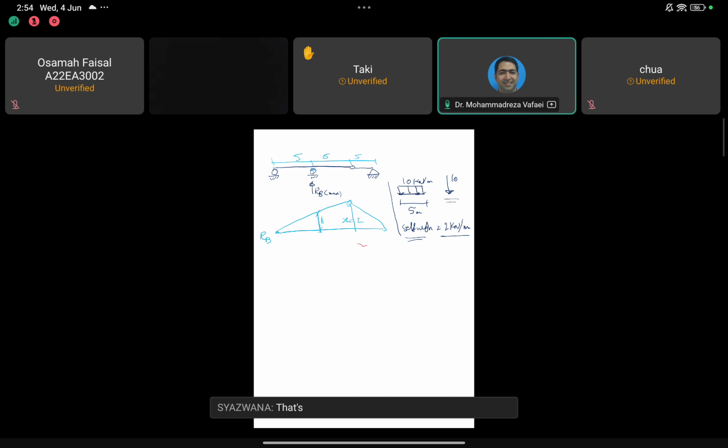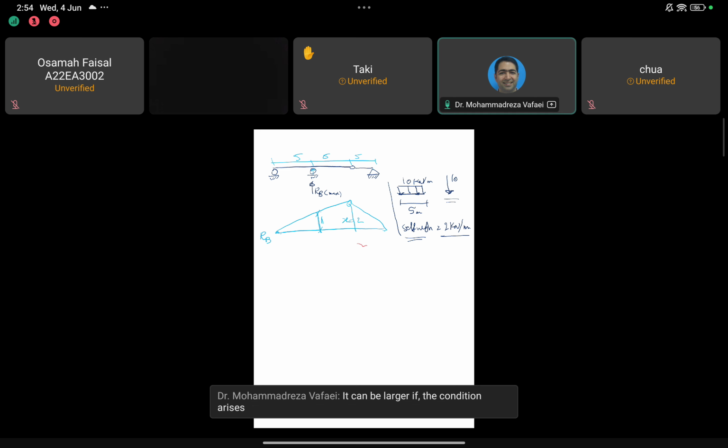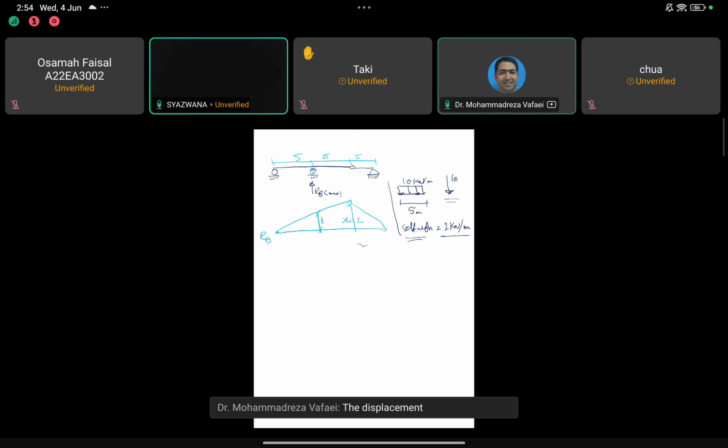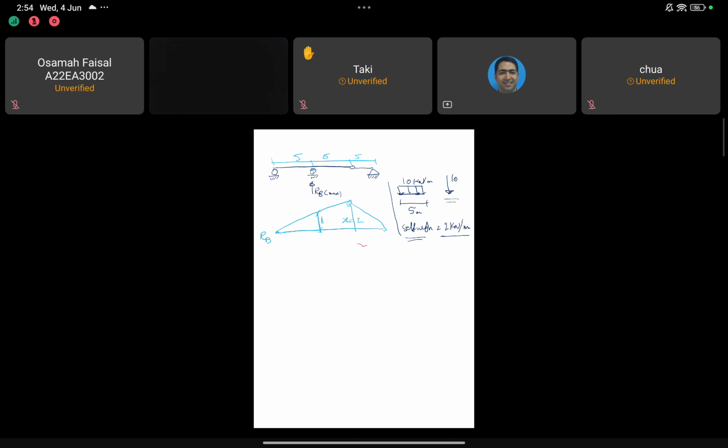Any question? Doctor, the influence line, the highest point should be on B, right? Not the hinge? No. It can be larger if the condition arises. The only thing that you need to know is that only in the place that you impose the displacement, it equals unit. So you need to calculate how much it will be in other places. It can be larger than 1 or it can be smaller than 1. Any other question?